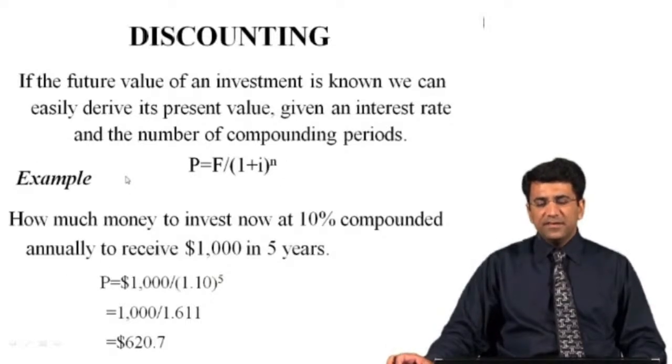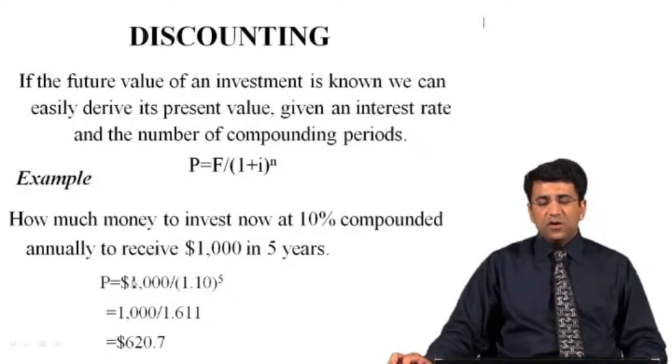Now students, let's take an example of how we can calculate the present value of some future money. How much money to invest now at 10% compounded annually to receive $1,000 in 5 years? We want to calculate the value of money now, which means we want to calculate the present value of money. The interest rate in this case is 10%, and the future amount of money is $1,000, because it is the amount we will get after 5 years.